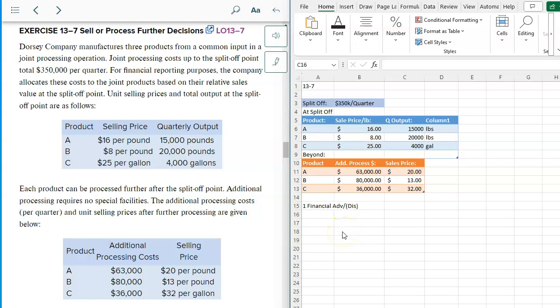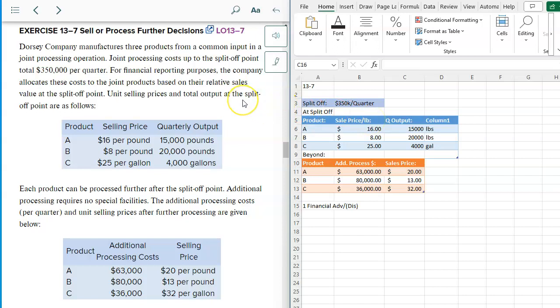Hey everybody, here doing exercise 13.7, sell or process further decisions. We're looking at Dorsey Company here. They manufacture 3 products from a common input in a joint processing operation. They incur joint processing costs up to the split-off point of 350 grand a quarter.